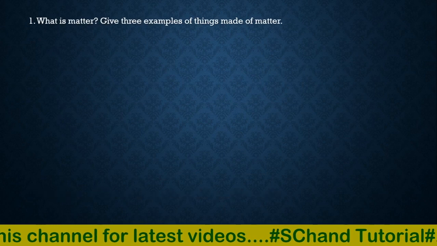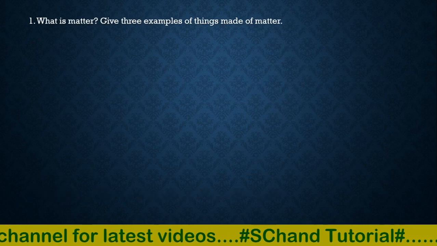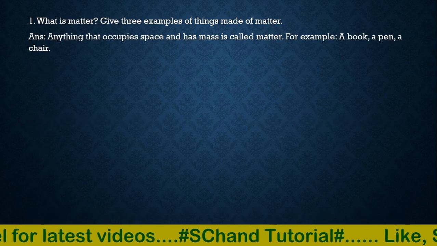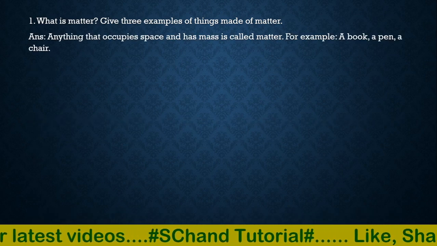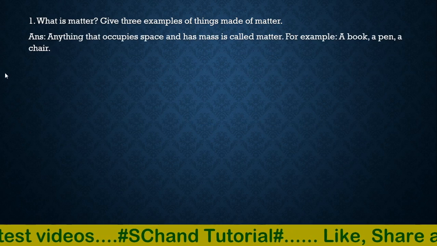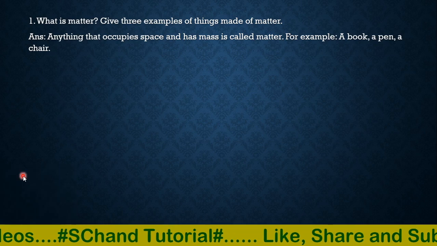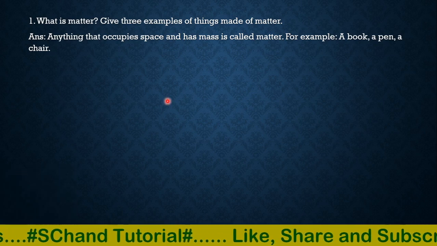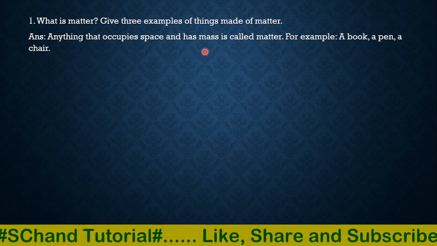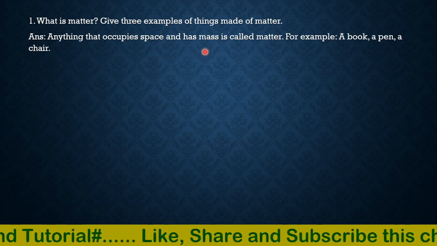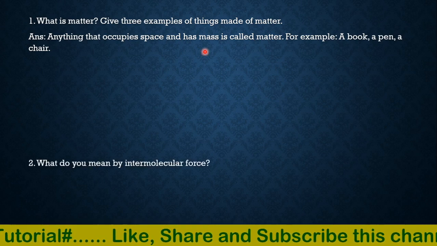So the first question is, what is matter? Give 3 examples of the things made of matter. Matter, as we have discussed in the chapter also, is anything that occupies space and has mass. There are different examples of matter, for example, a book, a pen, a chair. These are all simple examples of matter. You can write other examples also.